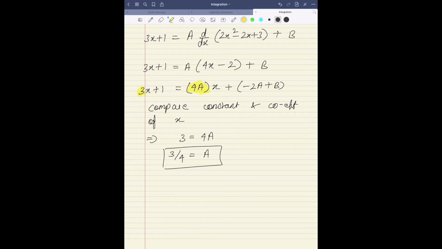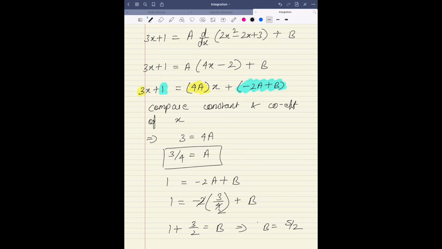Similarly, to find b, now this is a constant expression, and the constant on the left hand side is 1. So you compare these two, you get 1 is equal to minus 2a plus b. We have already figured out the value of a, so put this value here. We get 1 is equal to minus 2 times 3 by 4 plus b. You get minus 3 by 2. When you transfer it to the left hand side, you get 1 plus 3 by 2 is equal to b, or b comes out to be 5 by 2.